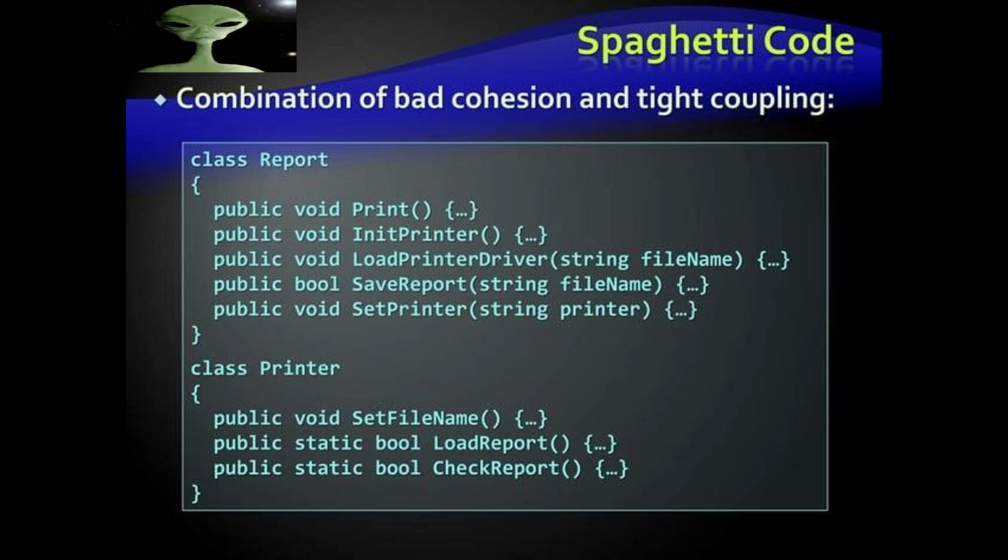Spaghetti code. It is a combination of bad cohesion and tight coupling. The report class has print, initialize printer, load printer driver, save report, and set printer. The printer class implements set file name, load report, and check report. You can see that the printer class contains methods which should belong to report, and report contains methods which should be inside printer. This means both classes are coupled very tightly and have little to no cohesion. They are jumbled together like Zeebleworms.